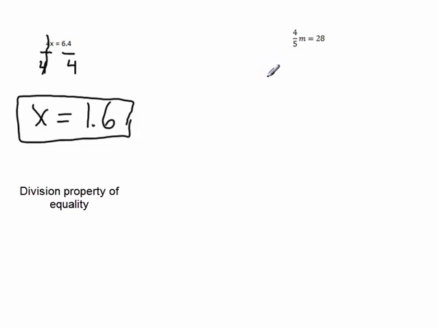Now, here I have a fraction. 4/5 times m equals 28. Now, essentially, we could divide by 4/5, which is okay. But instead of confusing it, I want to multiply by the multiplicative inverse. And the multiplicative inverse of 4/5 is 5/4.